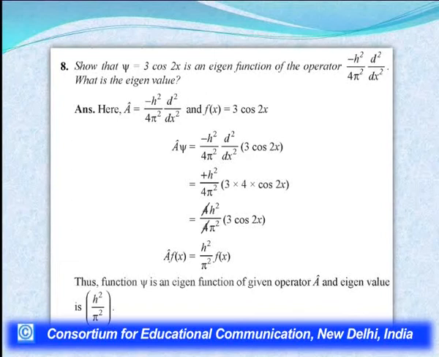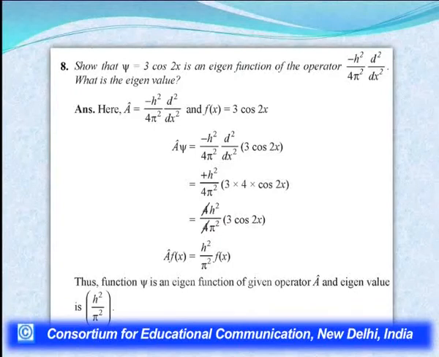So first I will write the operator, minus h square upon 4 pi square d square by dx square. Then I will write the function 3 cos 2x. I will take 3 out as a constant and apply d square by dx square upon cos 2x. So cos will convert into sine, and sine will convert into cos, because we are doing double differentiation. Because there is a negative sign and there is one more negative sign which is already present in the numerical, minus minus will become plus. I have shown this plus sign in the second line.